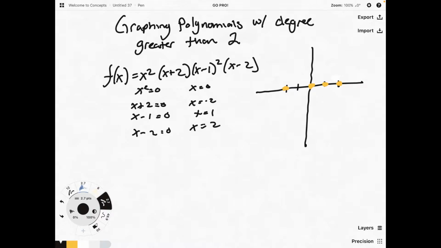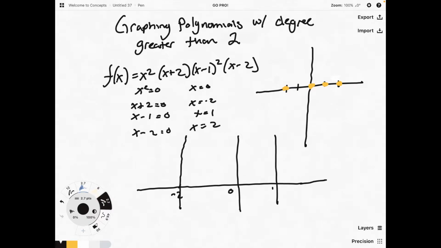Since we have our intercepts, we're going to make a number line, if you will. And that number line is just going to be our intercepts, and we have a negative 2, we have a 0, we have 1, and we have 2. Using the factors, we will be able to determine the overall sign of that curve before and after that point. We're going to make just a line here so that we don't get confused.